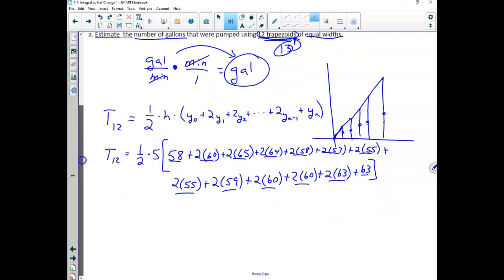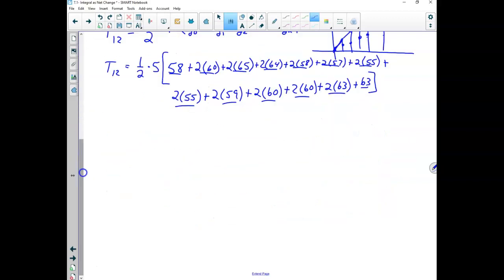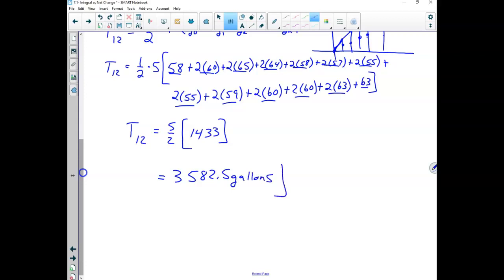I go straight to my calculator and sum those up, and T, my 12 trapezoids, is going to equal 5/2 times the sum. When I sum all those up, I get 1,433. And when I multiply that out, that's going to be 3,582.5 gallons. And that would be how many gallons were pumped over the hour. How many gallons were pumped during the hour?